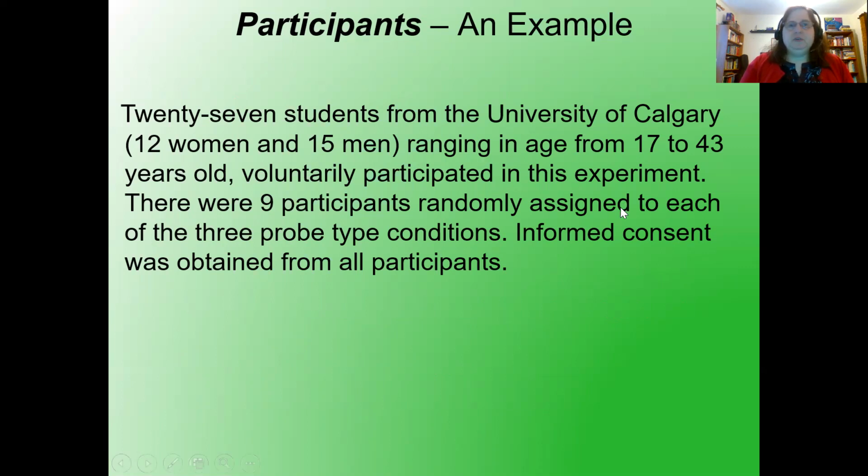Notice how each of the questions is answered in here. Right. I think they could have done a slightly better job of saying if there were any restrictions in terms of who they selected, but other than that, I think they did a good job.